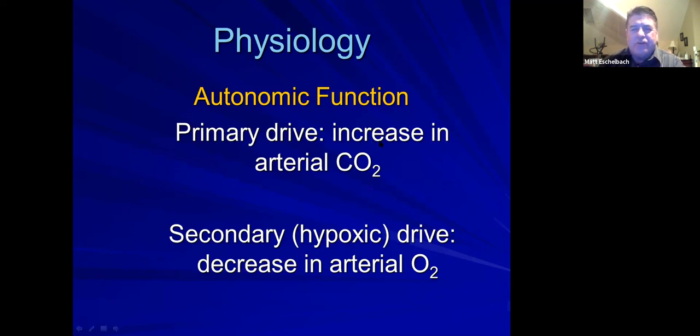Primary drive is increased by an increase in arterial CO2. So as the CO2 in our bloodstream goes up, primary drive tells you to breathe more or faster. And the secondary drive is hypoxic drive, when there's a decrease in oxygen in the blood. So we've got a primary and a secondary drive that feeds the autonomic function of breathing.